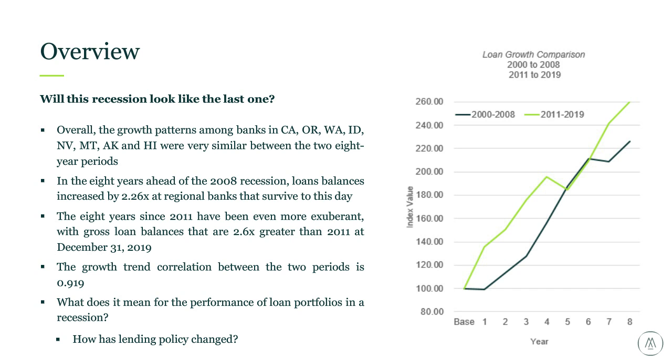So there's a lot of loans in a portfolio. The first thing we did, we started with loan growth. And this one startled me a little bit. We looked at the loan growth for institutions that still existed at the time we did this, and we did the same thing here, between 2000 and 2008, and then between 2011 and 2019 in this example. And we limited this one to California, Oregon, Washington, Idaho, Nevada, Montana, Alaska, and Hawaii, okay?